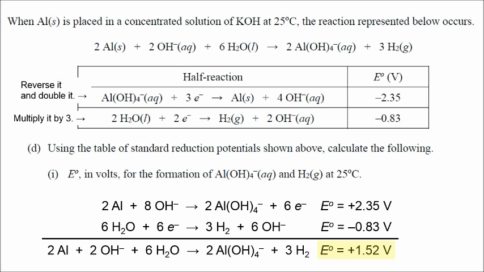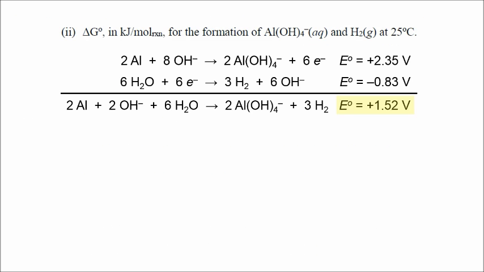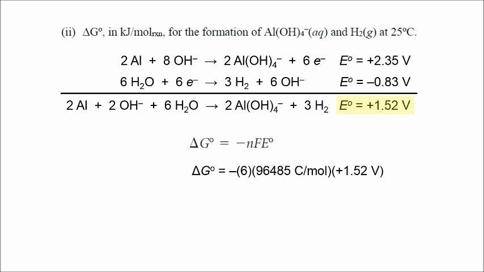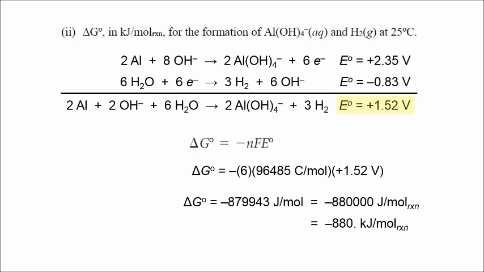To then take this information and calculate delta G, we'll use the equation involving delta G and the cell potential. The number of electrons is 6. We have the Faraday constant and the voltage 1.52. And rounded off to 3 significant figures, we have negative 880 kilojoules per mole of reaction.